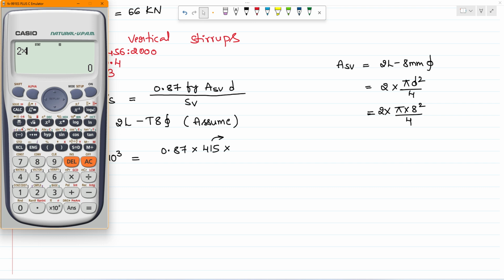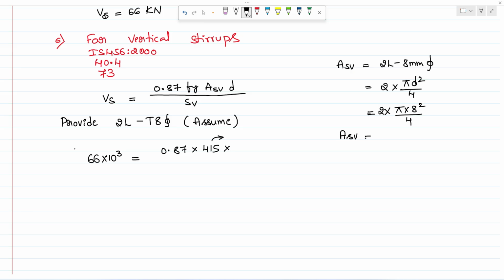So 2 into pi into 8 square divided by 4. So it will be 100.53. So ASV is 100 mm square. So ASV here 100. Effective depth is 443. So divided by SV.